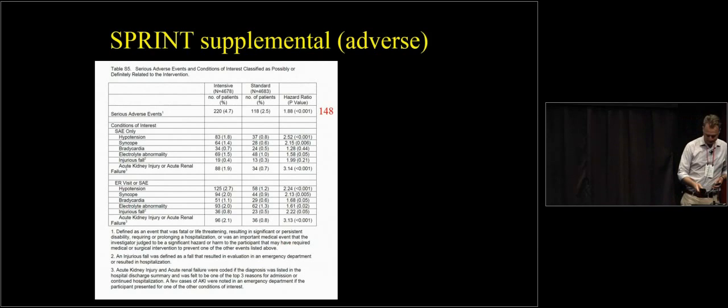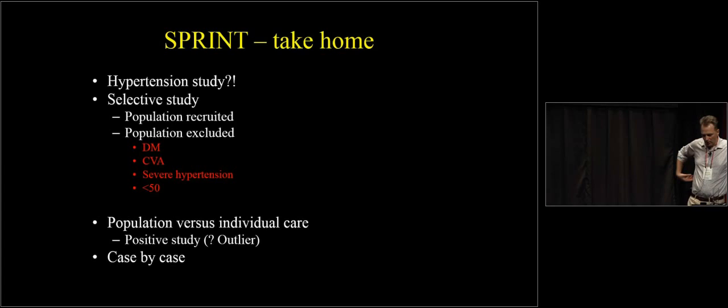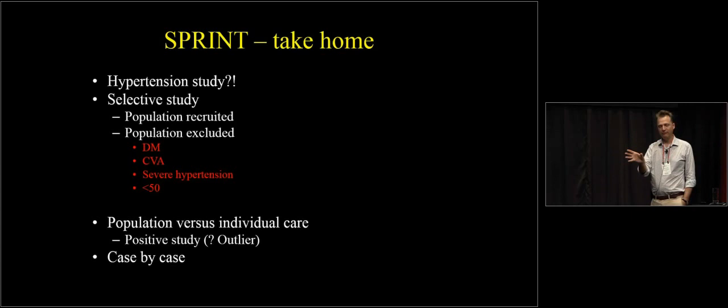So my take-home message from SPRINT was, I'm not quite sure whether it's a hypertension study. Clearly, they were at high cardiovascular risk. That's a different question. It's certainly a selective study. They were over 50. They had modest blood pressures, if anything. They weren't diabetic. They didn't have a stroke. So I'm not sure about the generalizability of some of the conclusions that we can draw from SPRINT for some of our patients at the coalface. And so clearly, when we look at some of these large studies that are designed to help with population health advice, it's difficult sometimes to draw that to the patient in front of you, which needs more of a bespoke case-by-case approach.